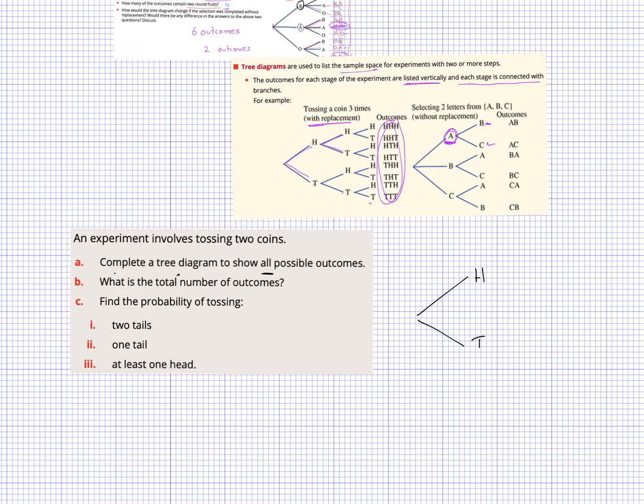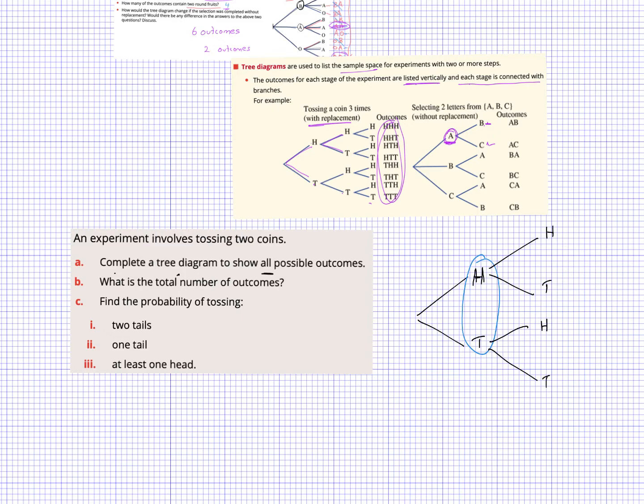Now, I've just realized head or tail, that's the first coin. The reason we use a tree diagram is because I now have to flip the second coin. So from heads, I can have 2 possible outcomes, which is the second coin. So the second coin could be head or tail, and head or tail.